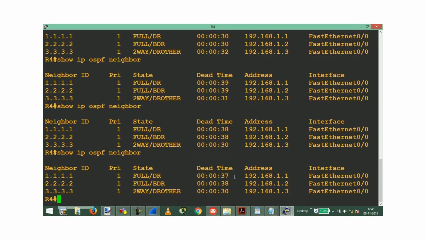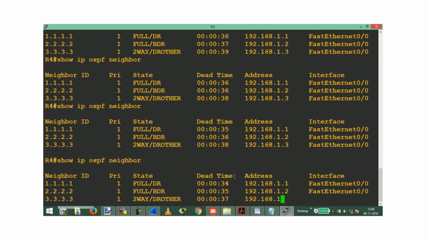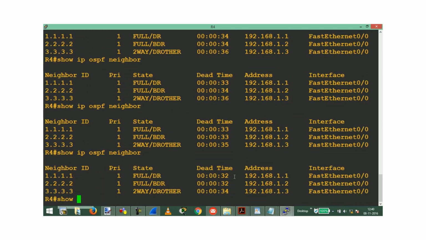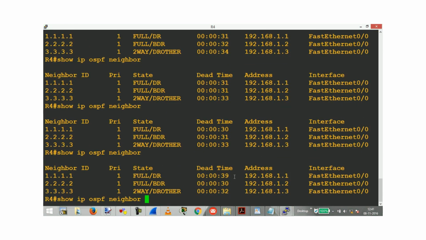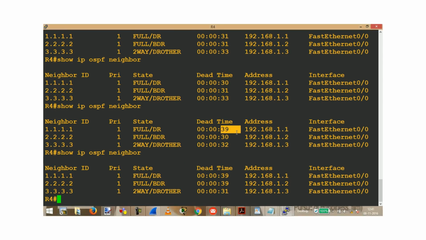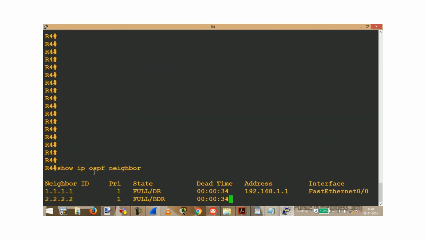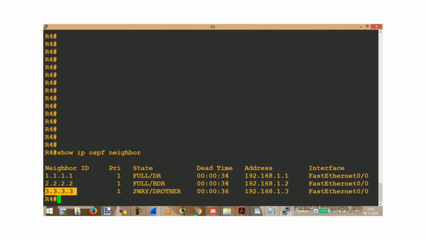You can see it starts from 39, 38, 37, 36, 35, 34, 33, 32, 31, 30, and then it goes back to 39. So what is happening is every 10 seconds the neighbor is sending hello messages, and this dead timer is getting refreshed. And then the address is there. Well, this value that you see right here is the router ID of the router with which I am neighbors. But this address field tells the exact interface IP address with which I am neighbors.